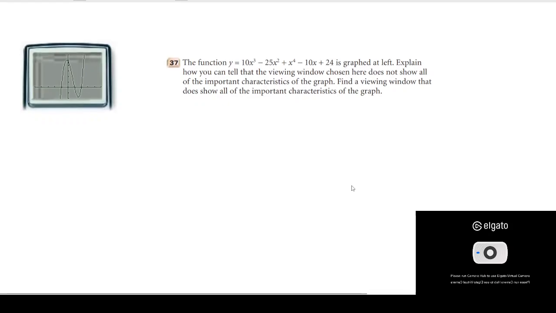Okay, let's do this one. The function y is equal to 10x cubed minus 25x squared plus x to the fourth minus 10x plus 24 is graphed at left. Okay, look at this. This looks like a typical cubic function, okay? But what we have here seems like cubic, but it's not really a cubic function because what do you see here? X to the fourth. So this is a quartic function. All right? That's not a cubic function.